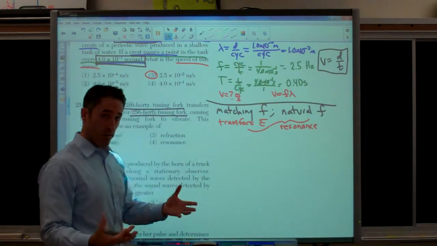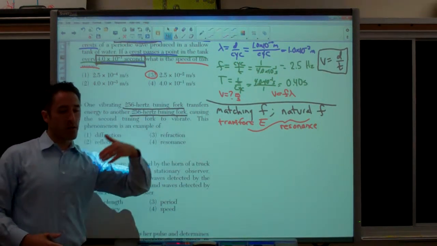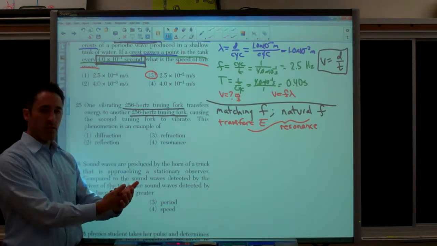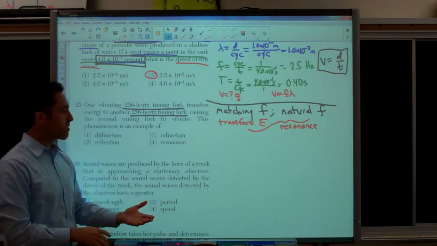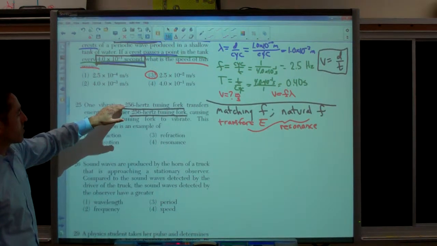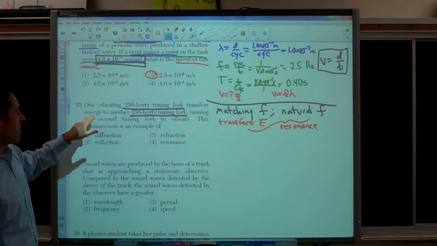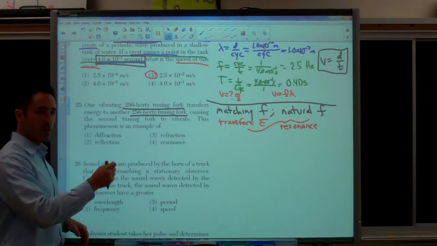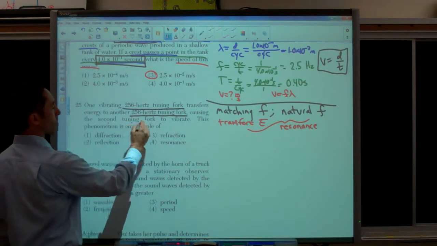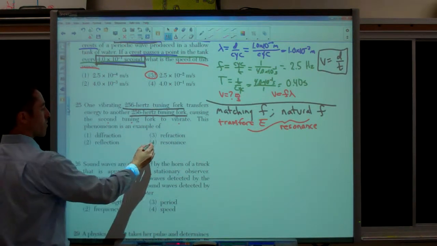This is when one vibrating object inspires another vibrating object to vibrate. So something hits something, something shakes something, rubs something, whatever it is. This 256 is shaking at the natural frequency, 256 of another, it'll start to shake as well. So the second tuning fork is vibrating. There you go, there's your resonance.